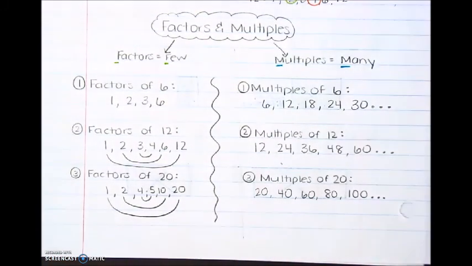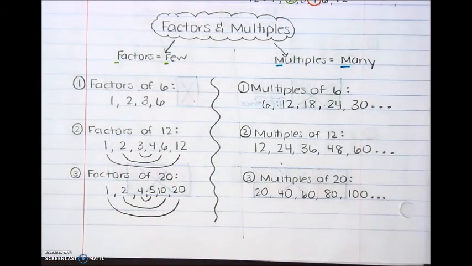So this concept is going to be important to remember, especially when we start talking about equivalent fractions and simplest form.